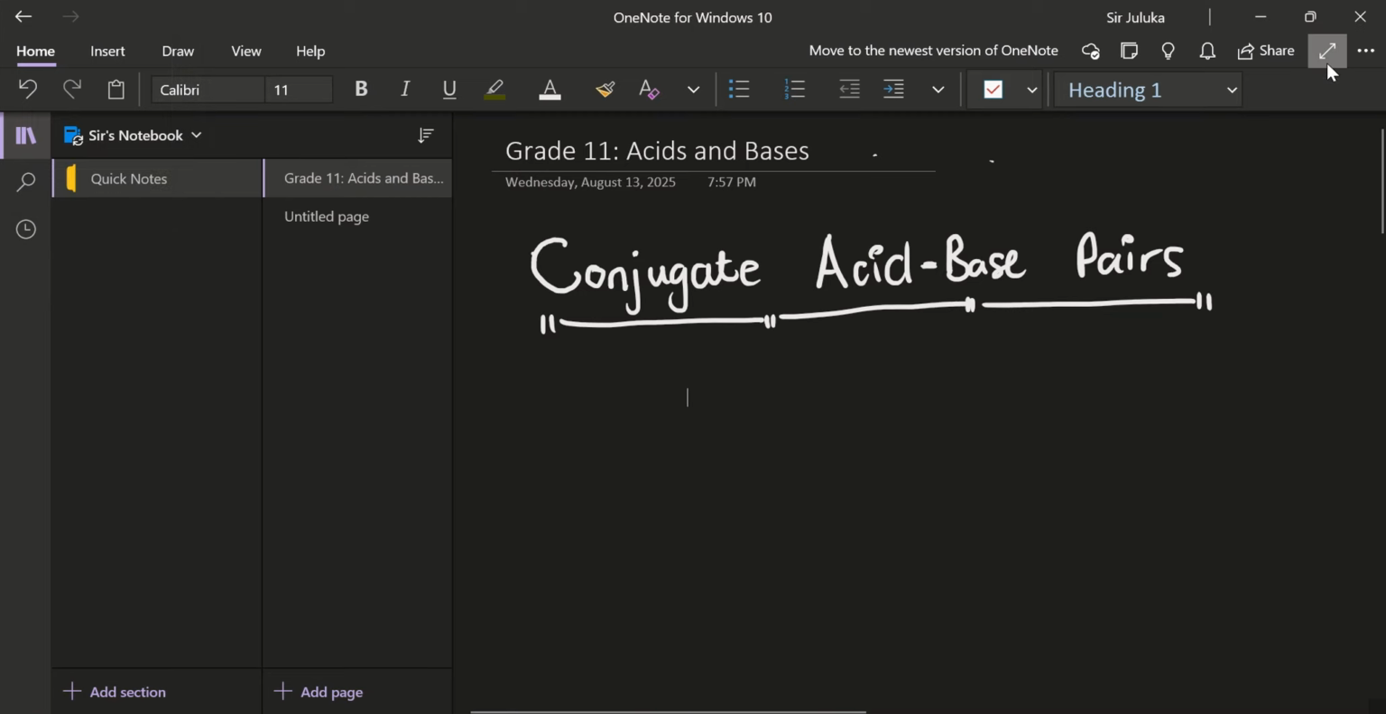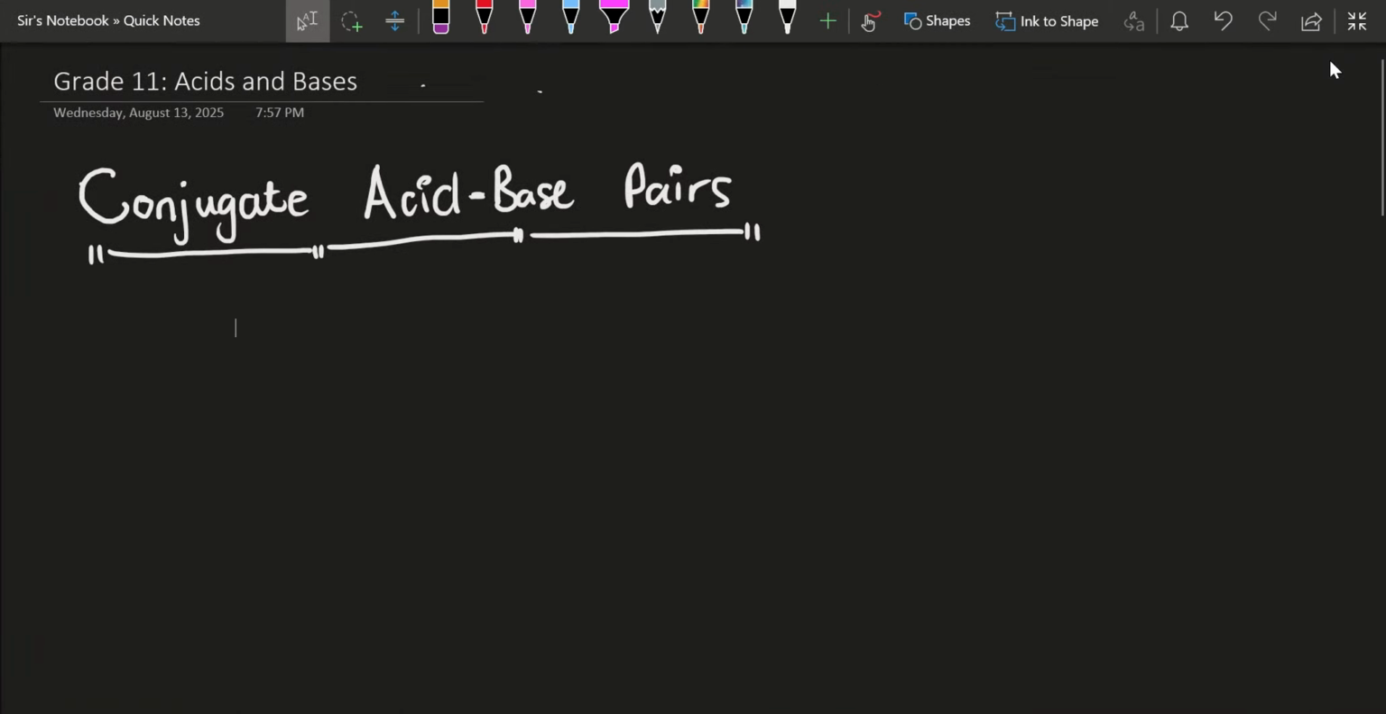Good day, grade 11s. Today we're going to be looking at a continuation of acids and bases. In particular, we're going to be looking at conjugate acid-base pairs. We're going to be looking at ampholytes. We'll be looking at different types of acids, as well as the pH scale.